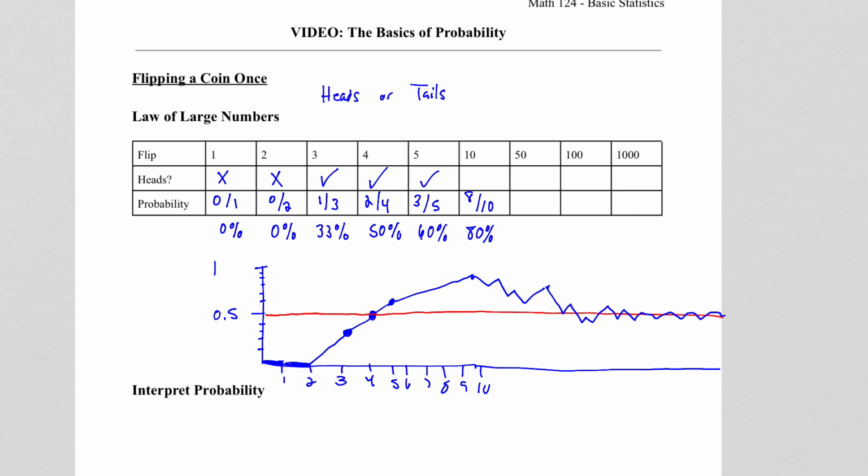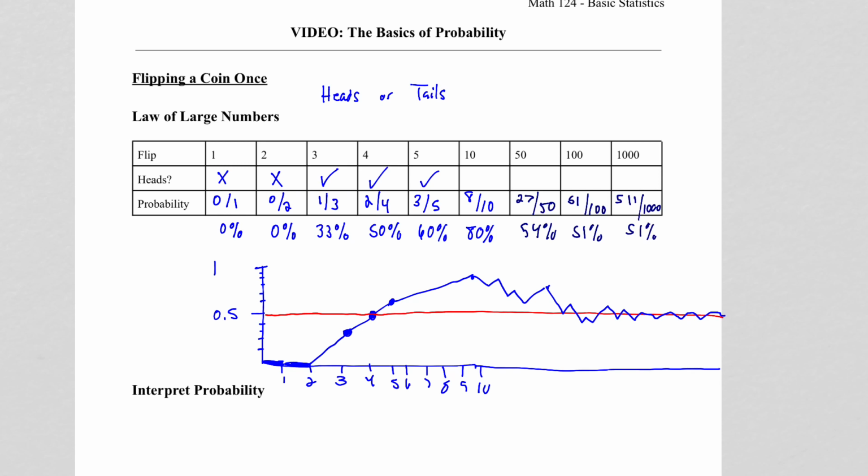So as we go along, maybe we flip the coin 50 times and we are still at, say, 27 out of 50. So we're still above 50%. We flip the coin 100 times, maybe we end up at 51 out of 100. So we're at 51%. And we flip a coin 1,000 times, and maybe we're at 511 times out of 1,000. Okay, so still really close to 50%.